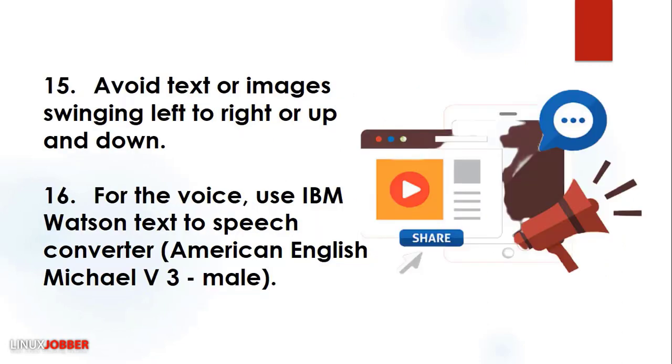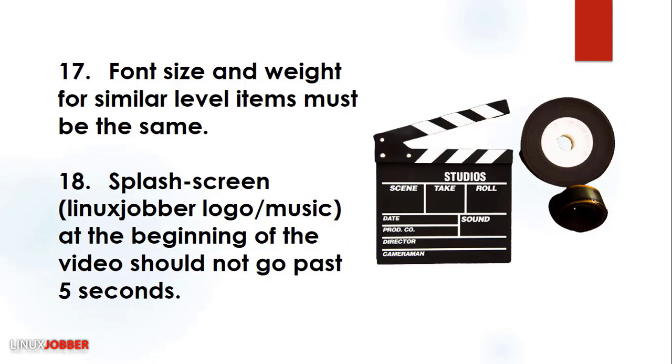15. Avoid oscillating objects, say text or images swinging left to right or up and down. 16. For the voice, use IBM Watson Text-to-Speech Converter, American English Michael V 3 Male. 17. Font size and weight for similar level items must be the same. This is confusing, for example. 18. Splash screen, Linux Jobber logo music at the beginning of the video should not go past 5 seconds.